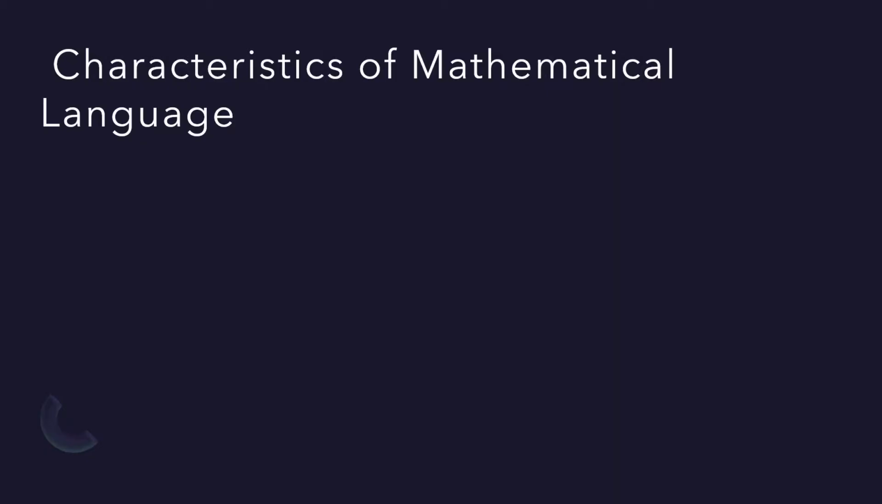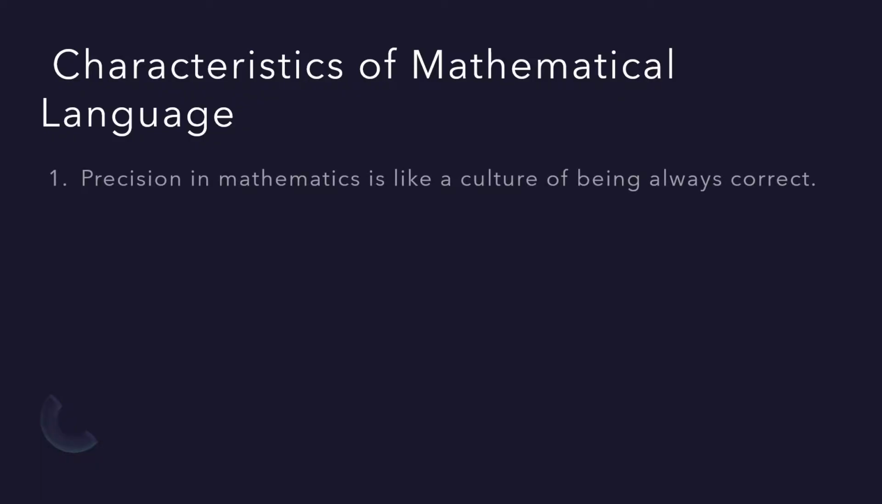Characteristics of mathematical language. Mathematical language has three main characteristics. First, we have precision. Precision in mathematics is like a culture of being always correct. Precision is very important in math. Why? We cannot express mathematical concepts incorrectly, because it's the nature of math. Math should always be correct, right?